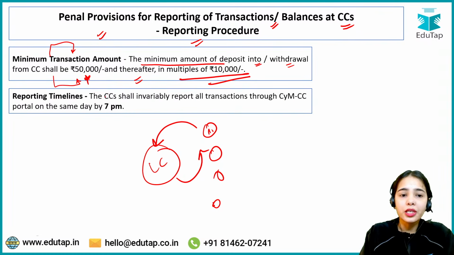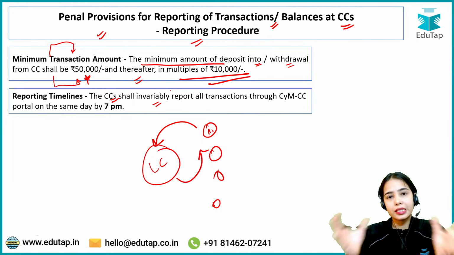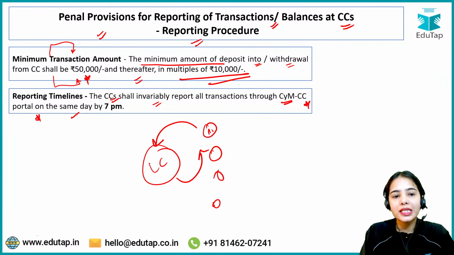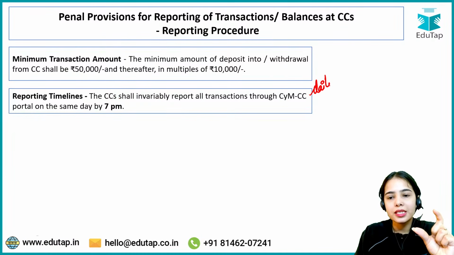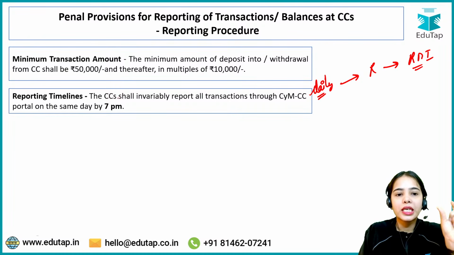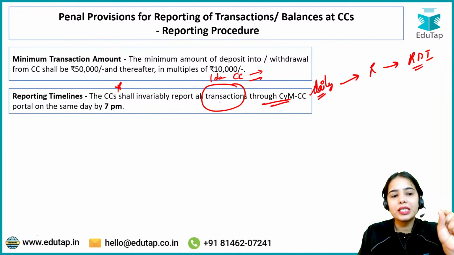Okay. Reporting timelines. The currency chest shall invariably report all the transactions through the currency management currency chest portal on the same day by 7 p.m. That means on the daily basis, the reporting has to happen to the Reserve Bank of India. So the currency chest shall invariably report all transactions that have happened in one day from the currency chest through the currency management currency chest portal on the same day by 7 p.m.